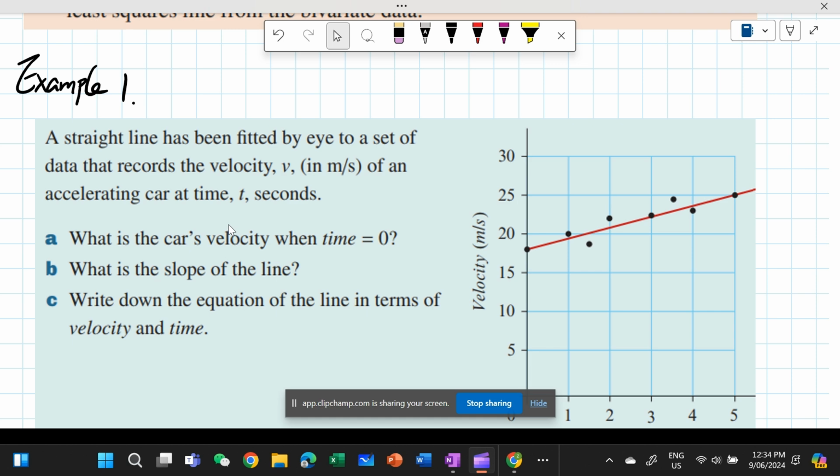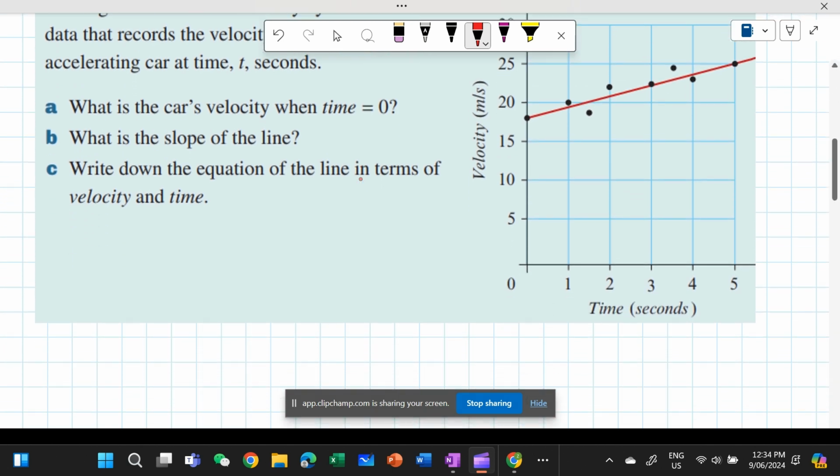Clearly, we can see this is a linear relation. What is the car velocity when the time equals zero? So you can say it's around 18 or 17.5 meters per second. So we could say it's around 18 meters per second. So that's your y-intercept.